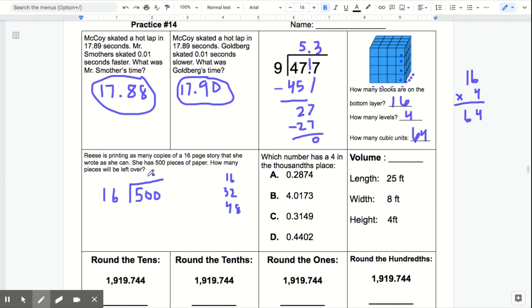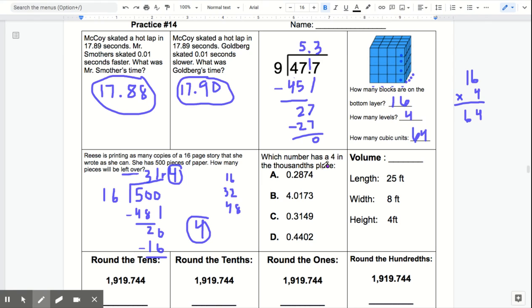So 16 can go into 50 3 times, multiply, subtract, get 2, bring down, you have 20. 16 can go into 21 time. And look at that, 20 minus 16 is 4. So how many pieces will be left over? Well, my remainder is 4. So that means there will be 4 pieces left over. Don't circle the whole answer because we're looking for remainder only. Keyword there is leftover. So 4 pieces. And Reese was able to print 31 stories.